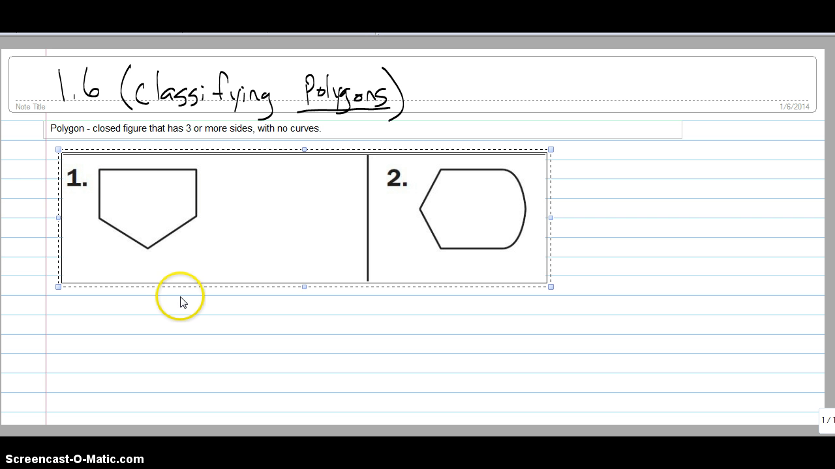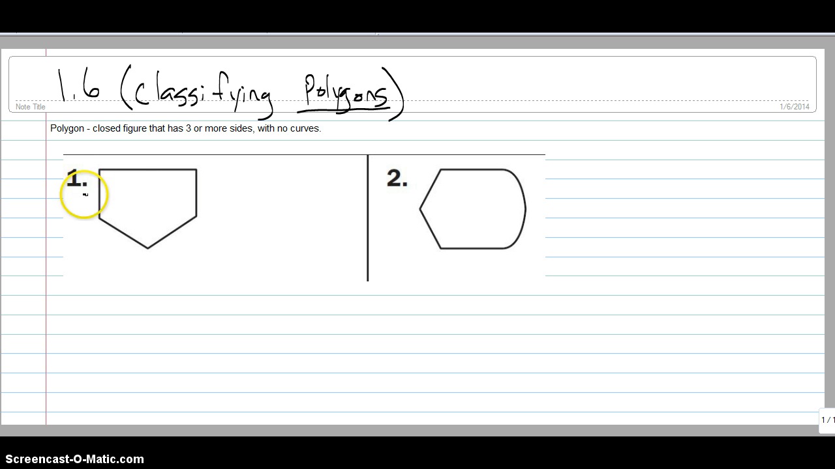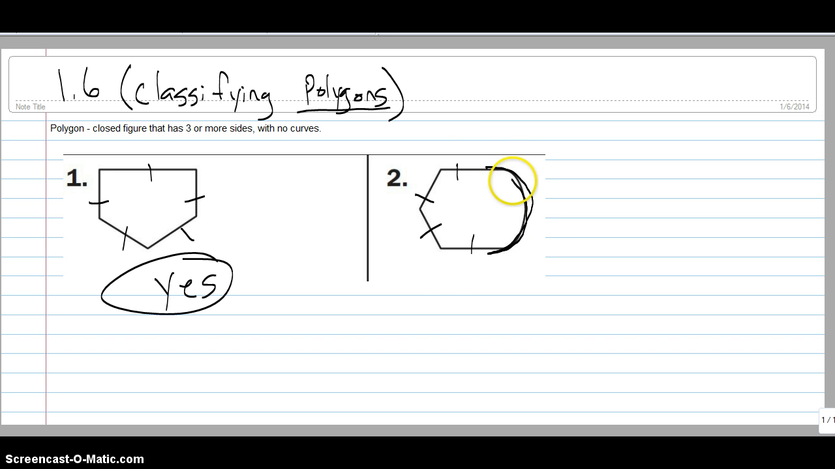Well, for example, here is the first one. The first one has 1, 2, 3, 4, 5 sides, so it has 3 or more sides, and there are no curves. They're all just straight line segments. So yes, that's a polygon. This one has 1, 2, 3, 4 sides, but there's a curve here. You cannot have curves, so this is not a polygon.